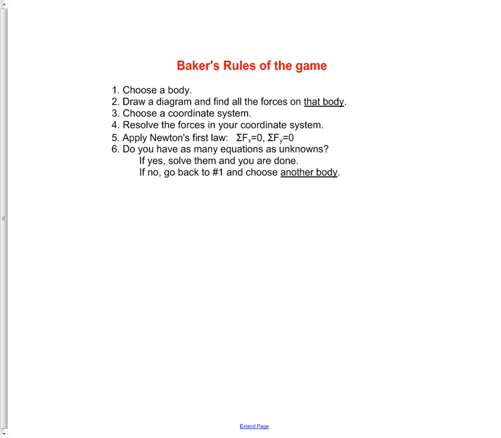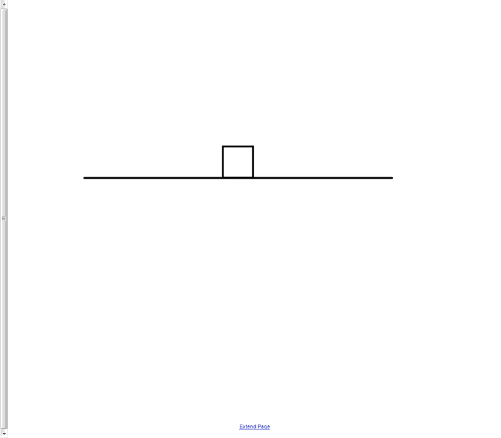And finally, you come to step 6. Step 6 says, do you have as many equations as you have unknowns? If the answer is yes, then you solve them and you're done. If the answer is no, which it won't be in the examples I do on this video, you have to go back to number 1, choose another body, and start all over again through the rules of the game. Okay, so everybody got the rules of the game. Let's go on to the first problem I want to do.